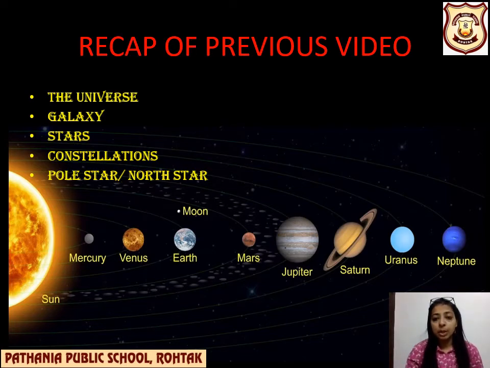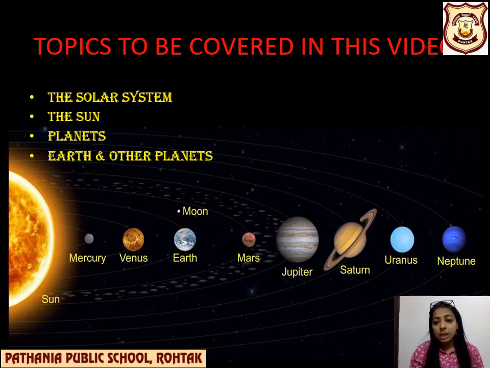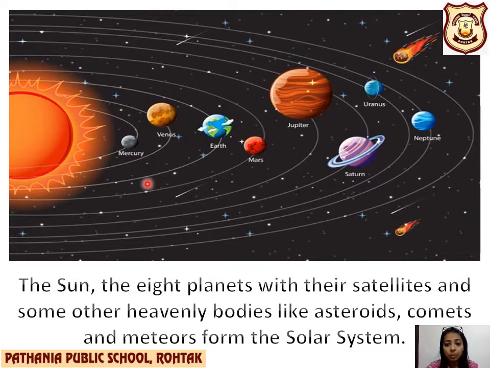So today in this video we will be covering these topics. The first topic is the solar system, then the sun. Of course, the solar system is incomplete without the sun, so we will be talking about the sun and the planets. In the planets, we will be talking about all the planets, starting from the Earth to all other planets.